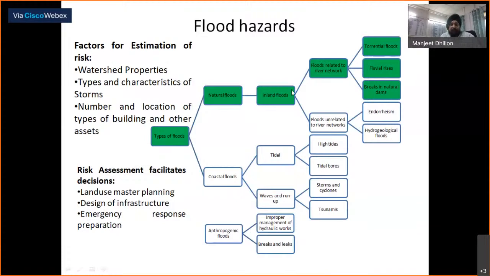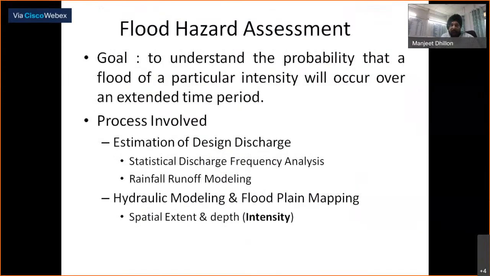There are various factors for the estimation of risks, and risk assessment facilitates certain decisions. These include watershed properties like the size of the watershed, the topography and the land use types, characteristics of storms that produce rainfall and flooding, and the number and location of buildings and other assets. Risk assessment naturally facilitates the decision-making process, including land use master planning, design of infrastructure, and emergency response preparation.